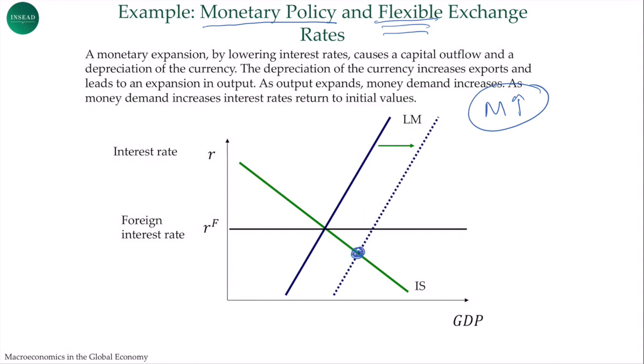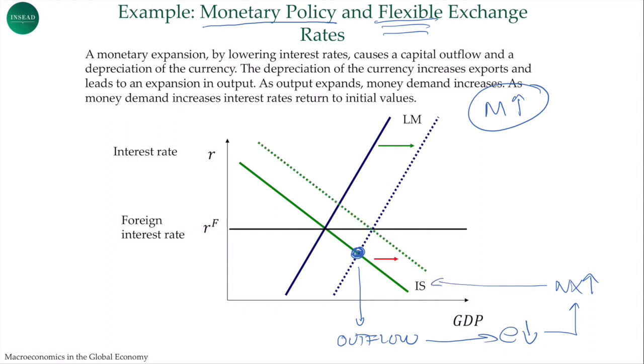We move to a world where our interest rate is below the interest rate in other countries. At that level, we expect an outflow of capital. An outflow of capital is likely to lead to a depreciation of our currency. That will increase net exports because we are more competitive than before. Net exports will shift the IS curve to the right. How far? Well, until we reach a new equilibrium. That new equilibrium is where the three lines intersect again.